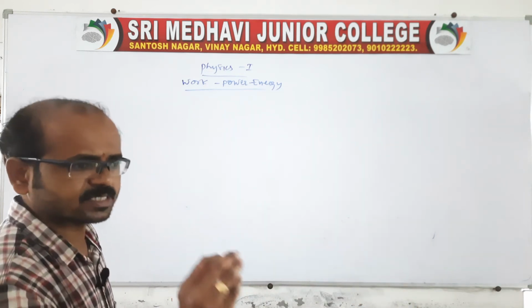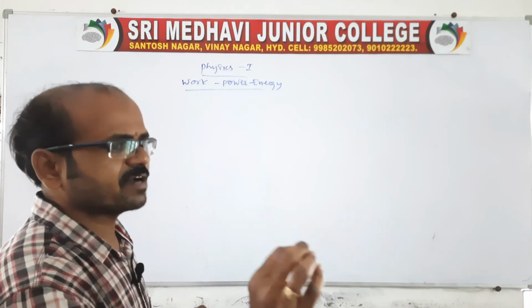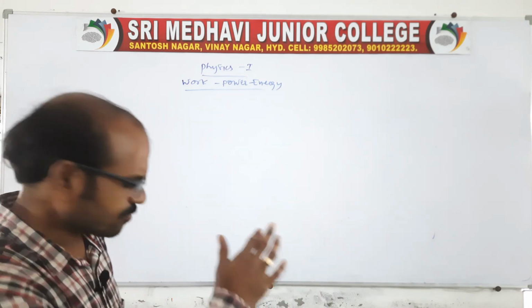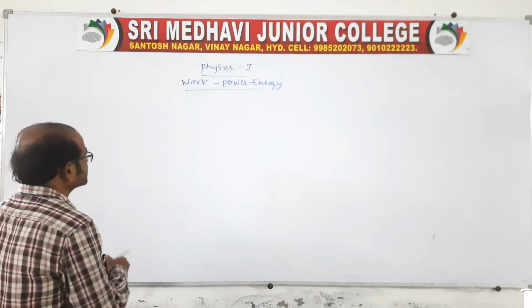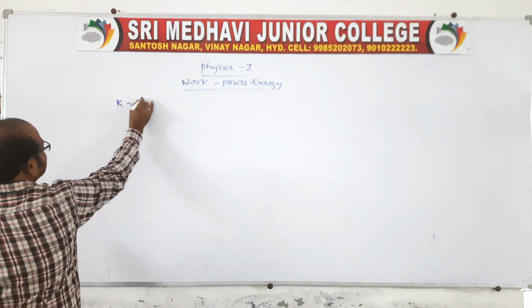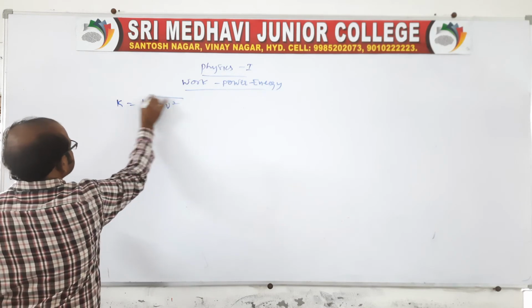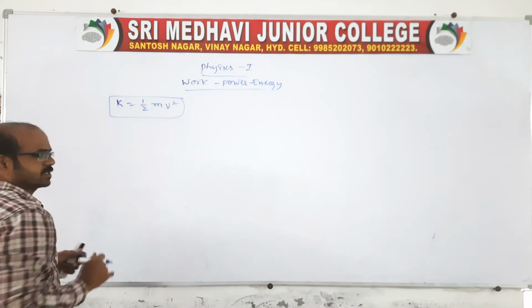This is related to kinetic energy: the energy possessed by a body by virtue of its motion. Now, on that basis, we have to derive an expression for the kinetic energy. There is a formula, K equals 1 by 2 m v squared. This is the proof we have to take.